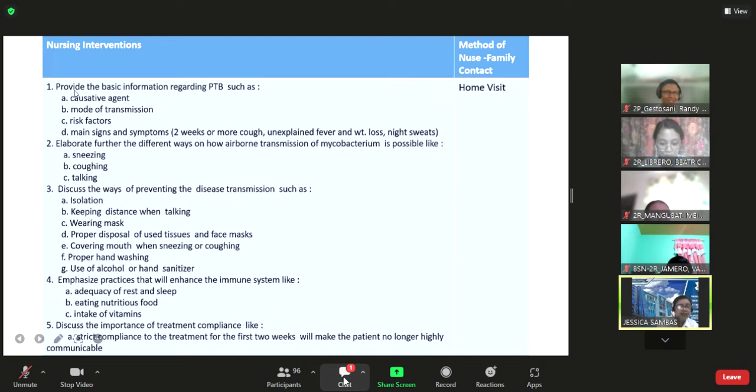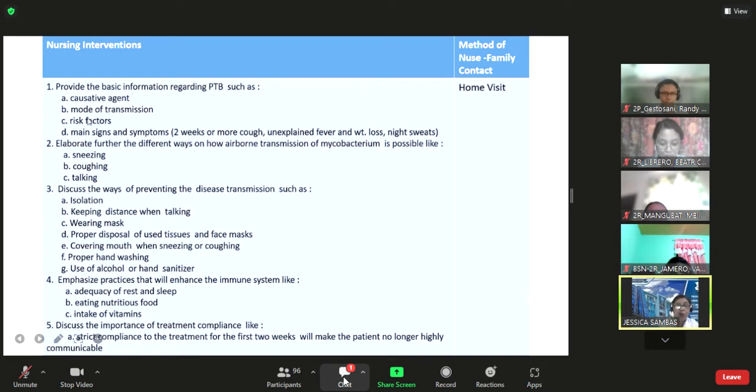So, sabi natin, the interventions does not require rationale. However, you need to be very specific. So, this one, pwedeng ganito, provide the basic information regarding PTB. Kasi kung ganyan lang na statement, very broad siya. So, what about? What basic information? Like the causative agent, mode of transmission, what are the risk factors, main signs and symptoms. Okay, specify pag yun, 2 weeks or more na cough, and explain like that.